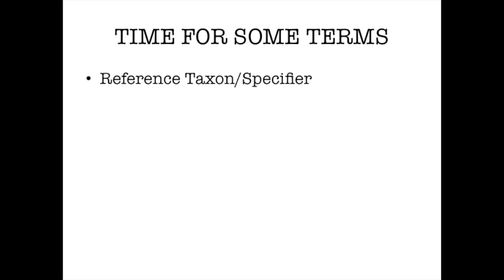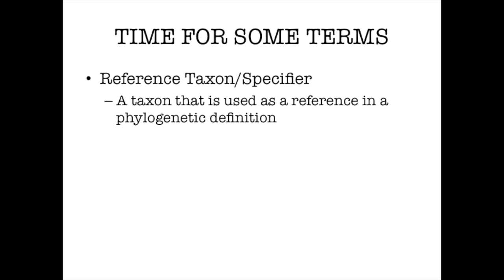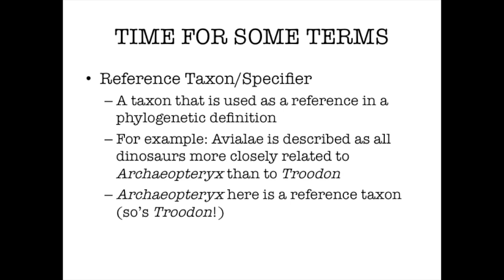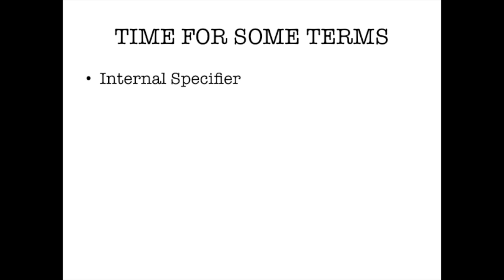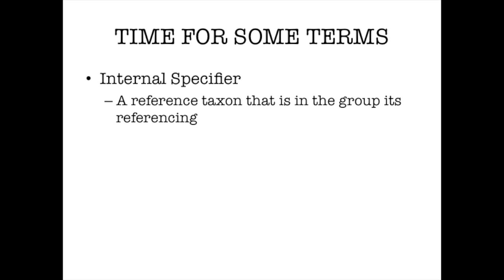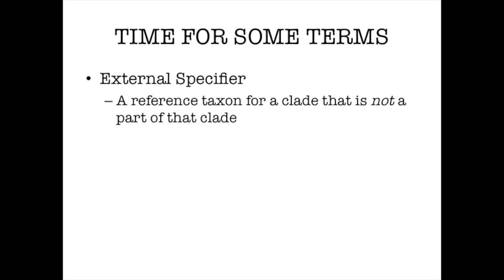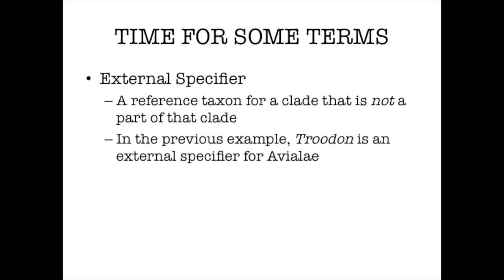Now, a reference taxon or a specifier is a taxon that is used as a reference in a phylogenetic definition. For example, Avialae is described as all dinosaurs more closely related to Archaeopteryx than to Troodon. So Archaeopteryx here is a reference taxon. So is Troodon. Now, an internal specifier is a reference taxon that is in the group that it's referencing. For example, Archaeopteryx is an internal specifier for Avialae. Conversely, an external specifier is a reference taxon for a clade that is not part of the clade that it's referencing. For example, Troodon is an external specifier for Avialae.